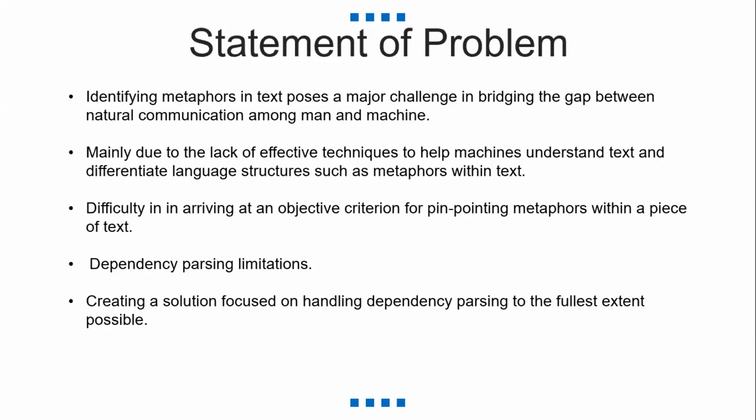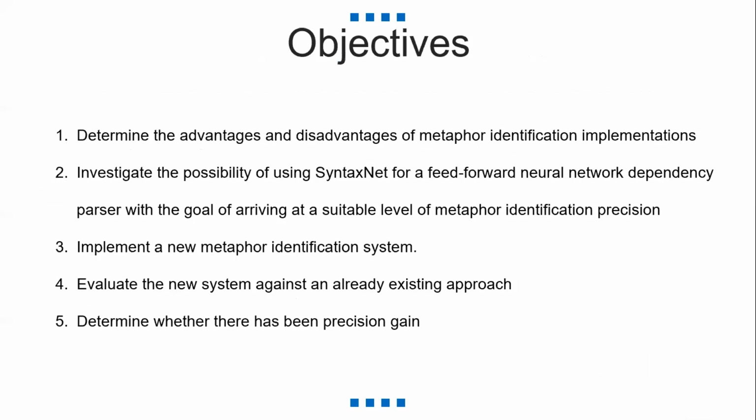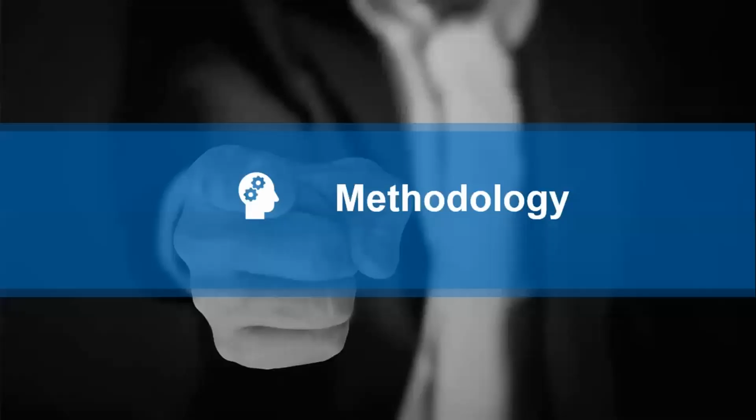to improve metaphor identification, which brought me to this hypothesis, which reads: an increase in the precision of identifying metaphors in text can be achieved by utilizing a feed-forward neural network in SyntaxNet for a stronger dependency parser. And the objectives were to determine the advantages and disadvantages of metaphor identification implementations, investigate the possibility of using SyntaxNet for a feed-forward neural network parser with the goal of arriving at a suitable level of precision, implement this new system, evaluate this new system against an existing approach, and determine whether there was some precision gain.